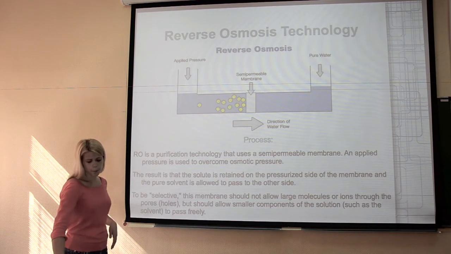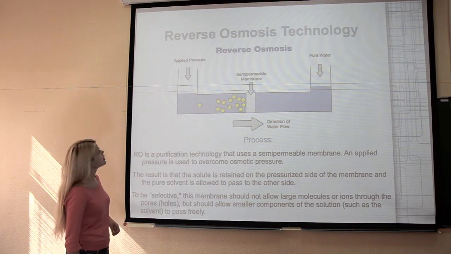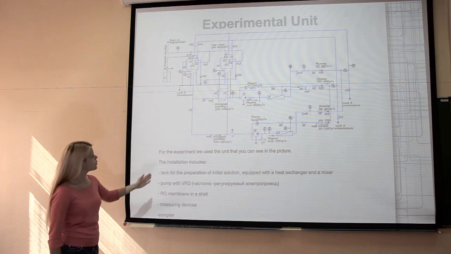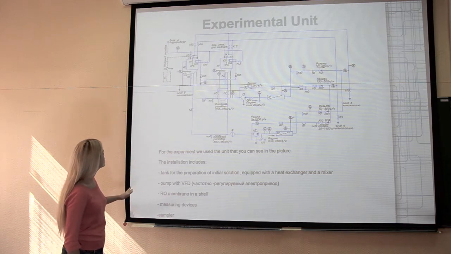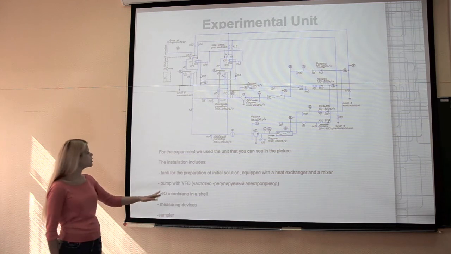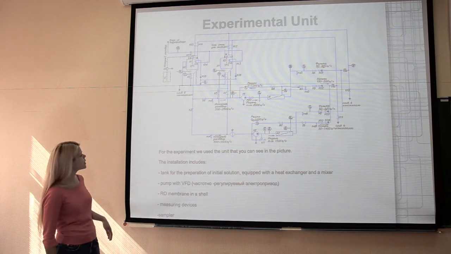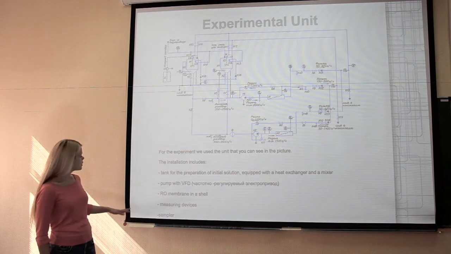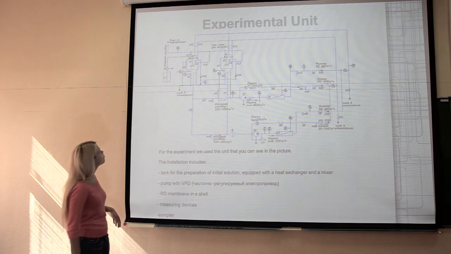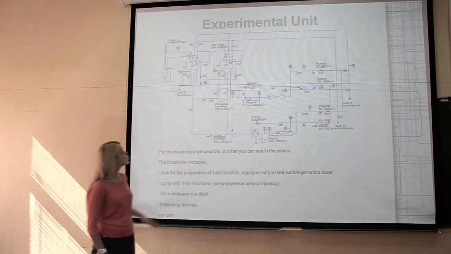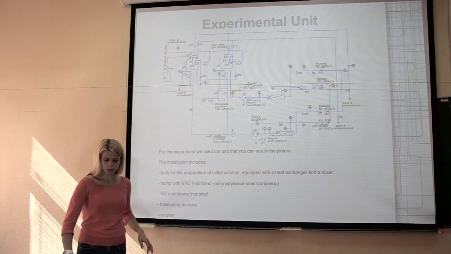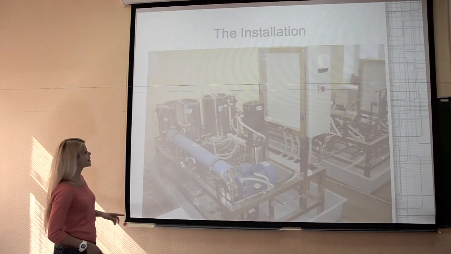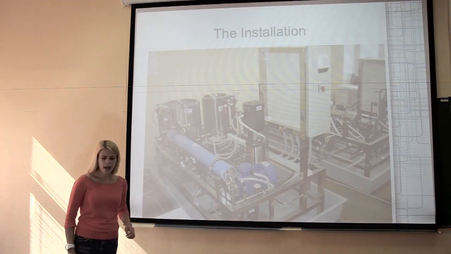For the experiment, we used the unit that you can see in the picture. The installation includes a tank for the preparation of the initial solution equipped with a heat exchanger and mixer, a pump with VFD, an RO membrane in the shell, measuring devices, and a sampler. The part with the A2 membrane wasn't in use at all. You can also see the photo in the next slide.